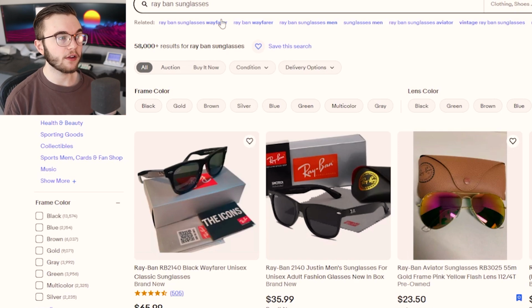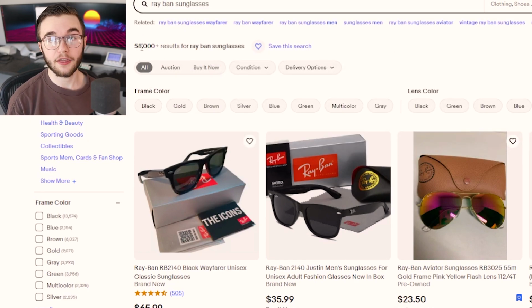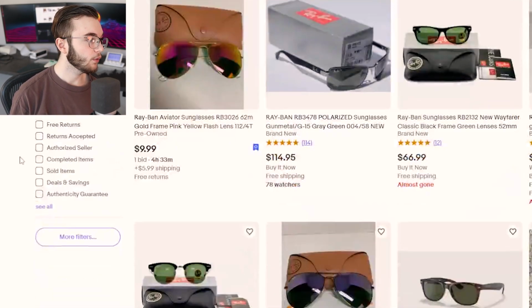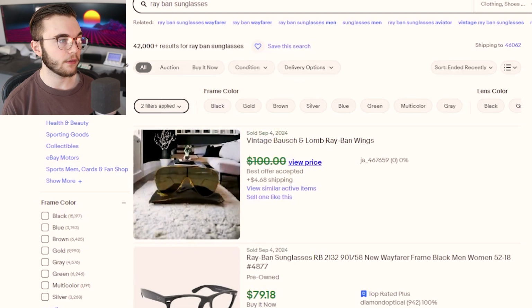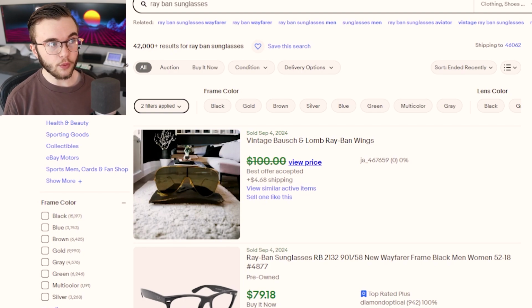You see, if we go here and we just type in Ray-Ban sunglasses, we can see that there are 58,000 listed on eBay. That's a lot. But the good news is, when you scroll down to sold items and you click that, it's 42,000 sold. That's a really good sell-through rate. And if this is the only thing you calculated when calculating sell-through rate on an item, you might be in trouble.